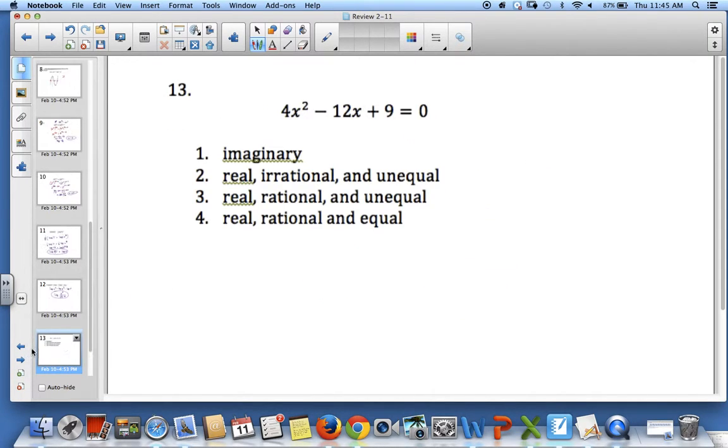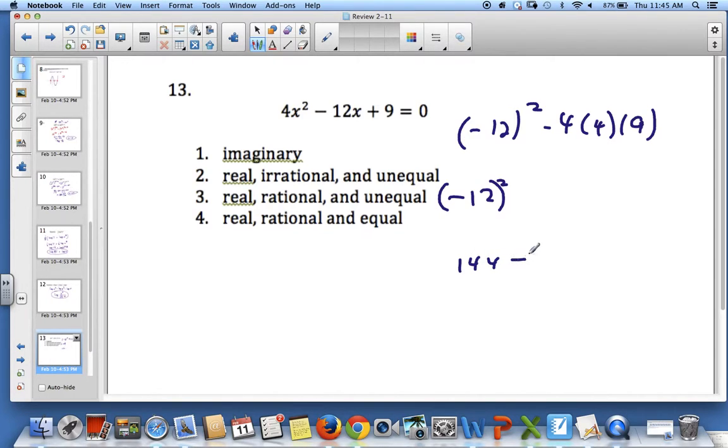Okay, and the last 2 problems deal with figuring out what the type of solutions are going to be. So first of all, I've got to figure out b squared minus 4ac. So negative 12 squared minus 4 times 4 times 9. The biggest problem most people have is when they type it in the calculator, they put negative 12 squared, and this is not correct. It needs to be parentheses negative 12 squared. So this becomes 144 minus 144, which equals 0.